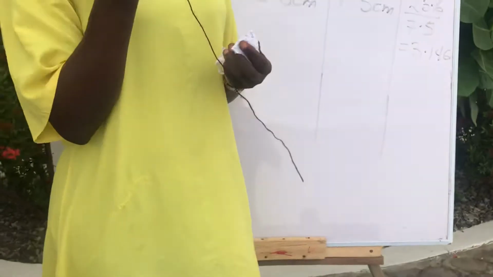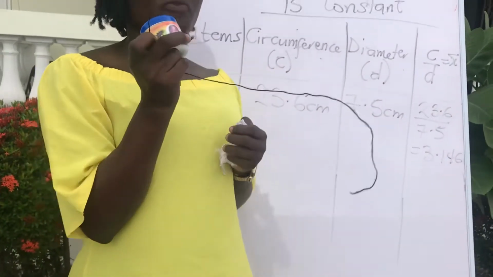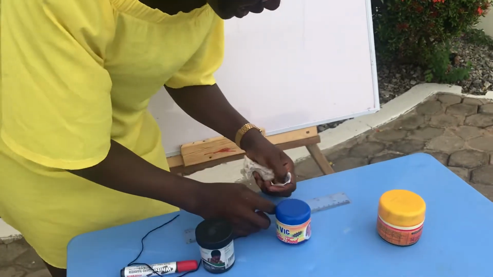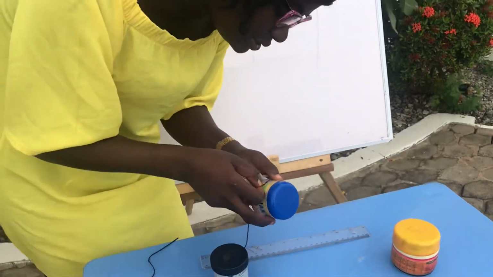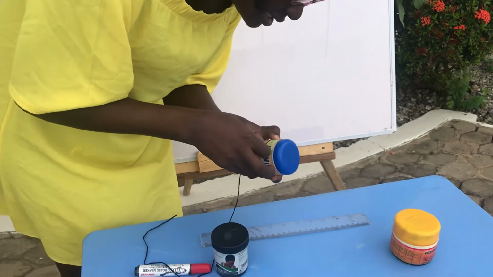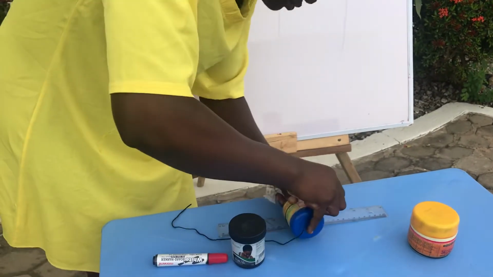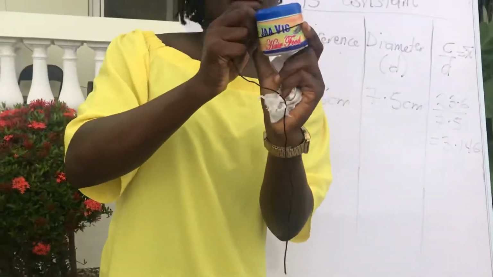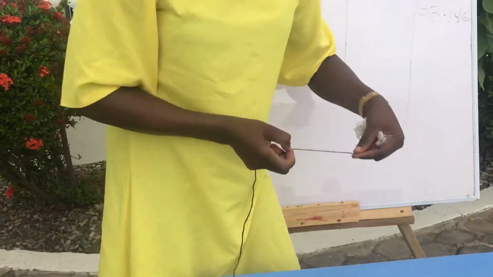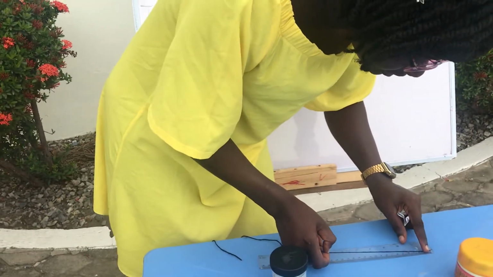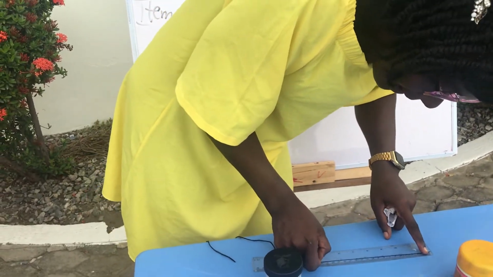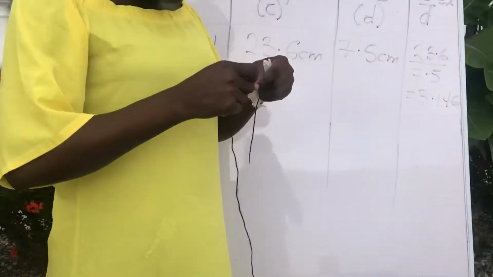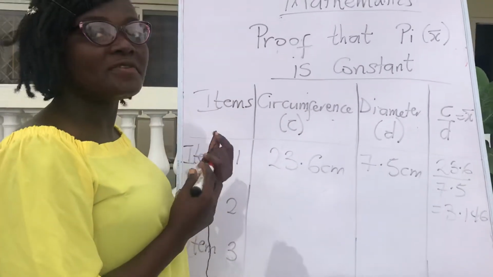Item number 2 is here, and we take the circumference of that item as well. So how do we do it? Great. We round the thread around it. Okay, good. And we pick the measurement on the ruler. So we put it on the ruler and pick its measurement. And we are getting 19.5 centimeters.